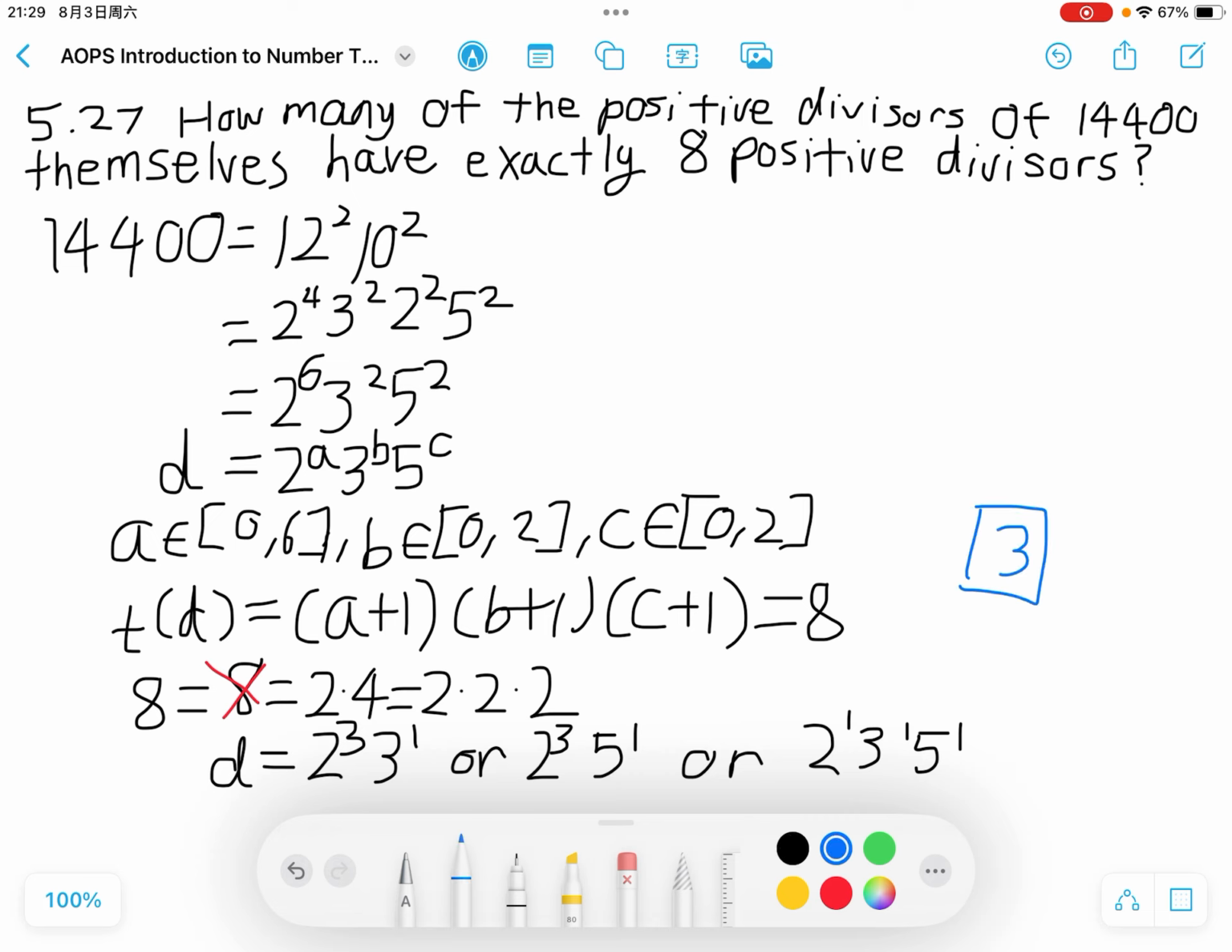So here, just beware that these values refer to A plus 1, B plus 1, and C plus 1, not A, B, and C themselves.